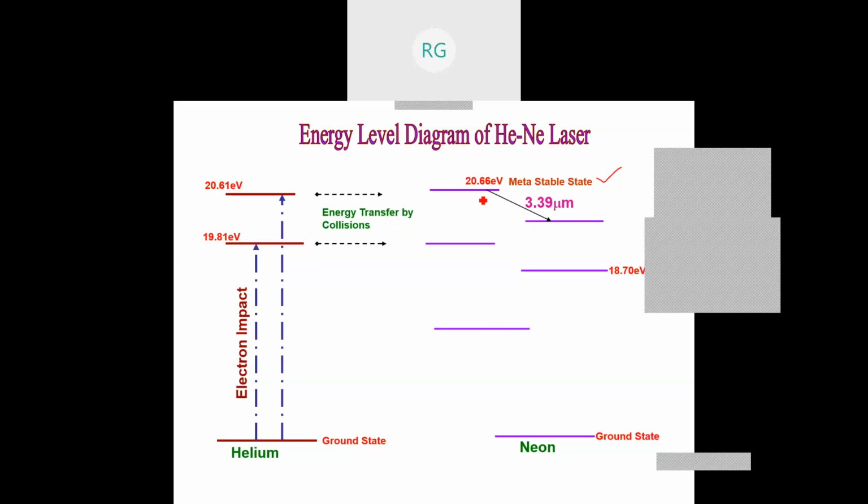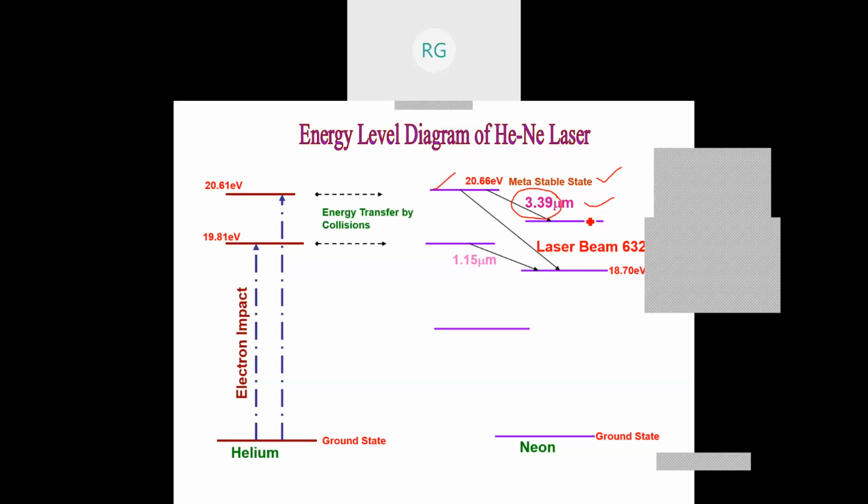as it is a metastable state, one of the atoms will fall from this energy state to this energy state, giving rise to 3.39 micrometer wavelength, which is not in visible spectrum. And again there is a fall from that 20.66 to 18.7, which is a large difference, and it gives you that 6320 Angstrom units, which is a laser beam in red color. And there is another transition from this 1.15 micrometers, which is also not in visible region, but this is also lasing action.